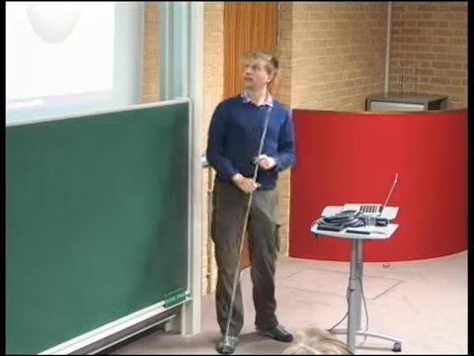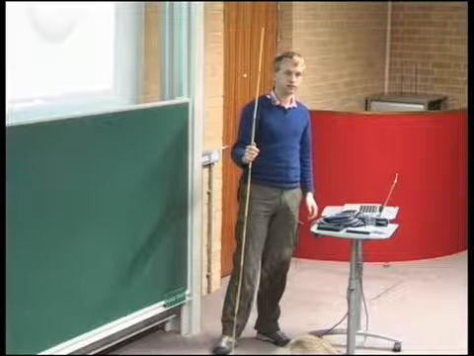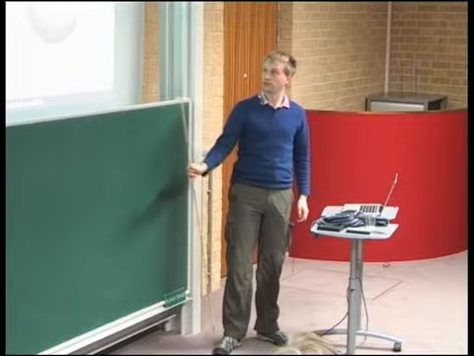Okay, since then we looked at a more realistic model problem, and we put in this kind of curvature term in the vertical derivative. Again, we use a finite volume discretization, and now we work on one panel of the cubed sphere grid, and we also use grading in the vertical direction. So the grid levels in the vertical are not equidistant, their distance increases with height.